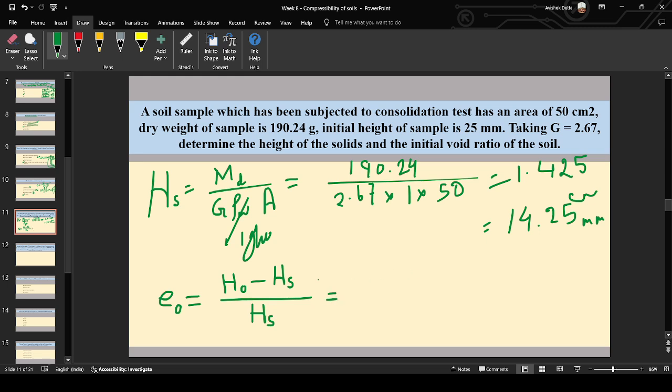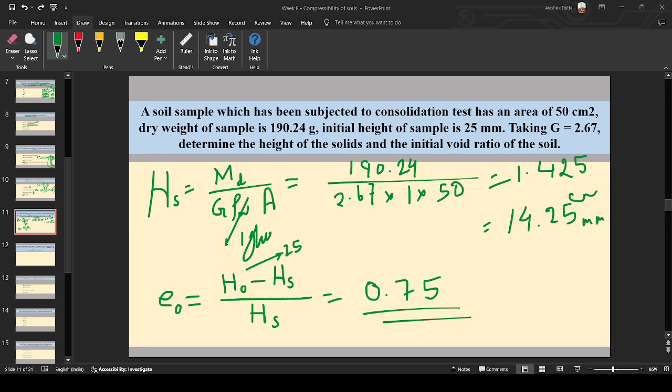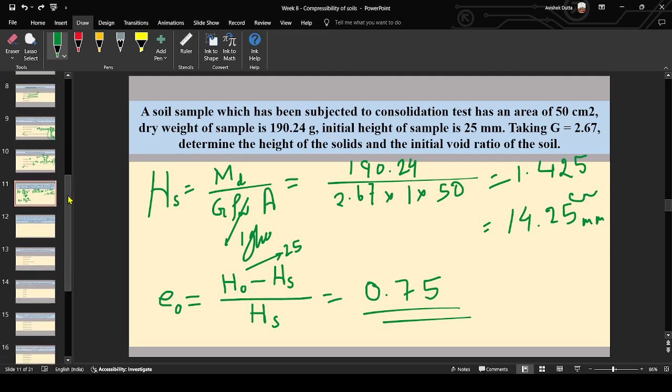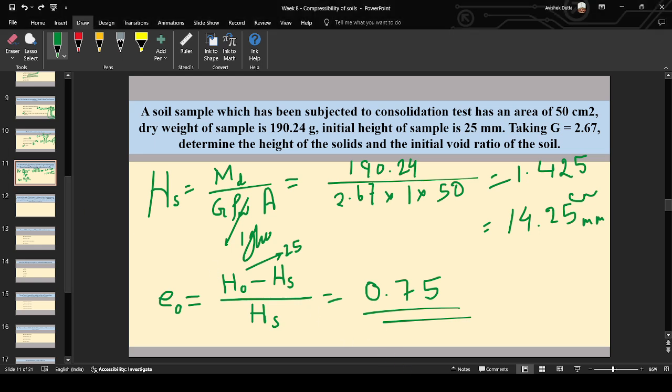So we again solve this. H0 is 25, and Hs you have got is 14.25. 25 minus 14.25 divided by 14.25, approximately 0.75, isn't it? So the initial void ratio is 0.75. This is a sum from the laboratory testing. Next question.